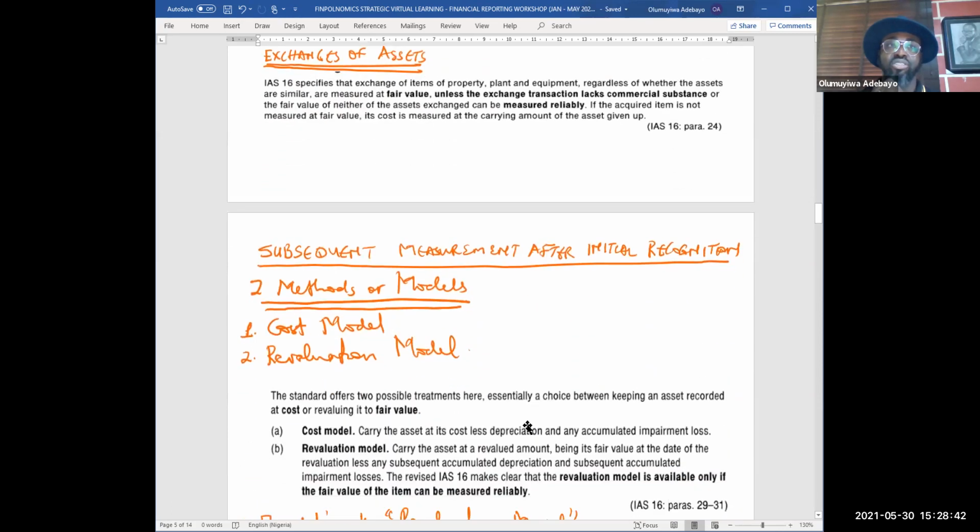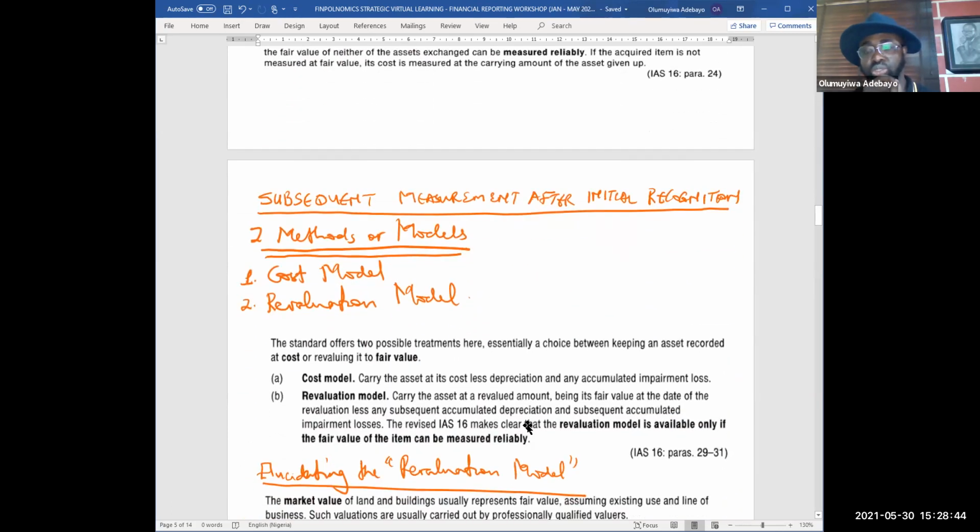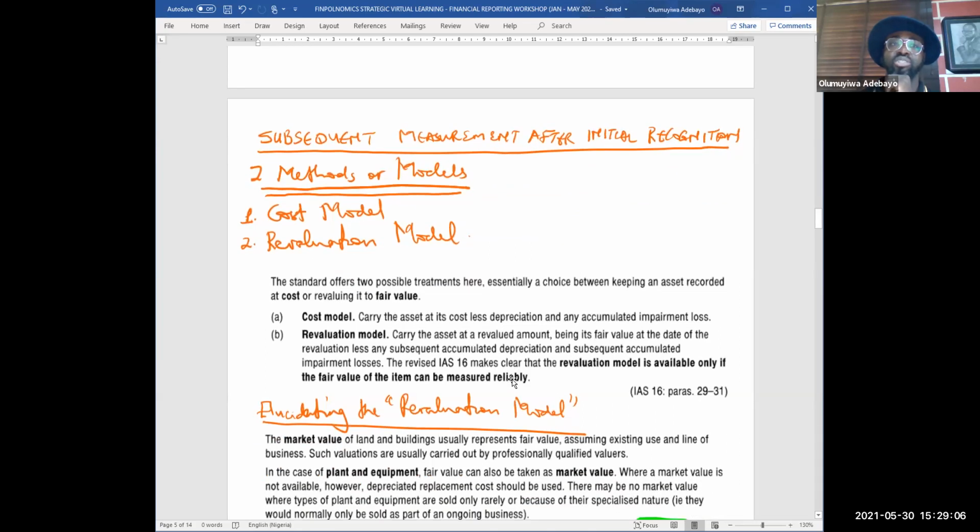Subsequent measurement was also taken into consideration, which is a measurement at every reporting date, away from the initial measurement at recognition. And we said there are two models to which an item of PPE can be valued subsequently. We retain the cost model as the first option and the valuation model as the second option. This option is a function of the accounting policy of an entity.